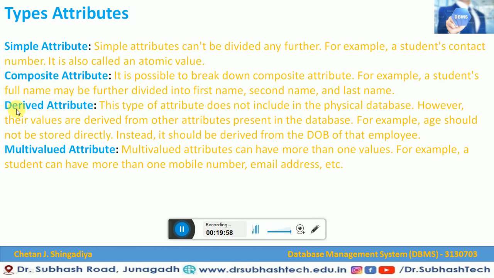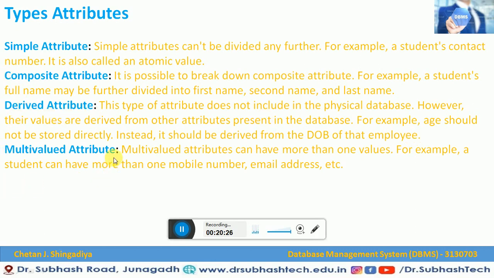And the third one is a derived attribute. This type of attribute is not stored in the physical database. However, their values are derived from other attributes present in the database. For example, age should not be stored directly, but instead it should be derived from the date of birth of the employee. So this is how you can derive the age of the employee with the help of the date of birth attribute. So this is the derived attribute.